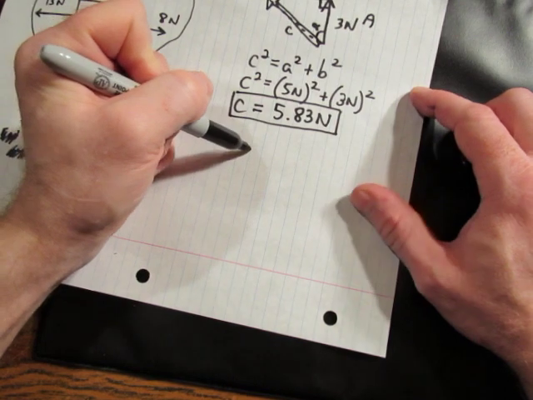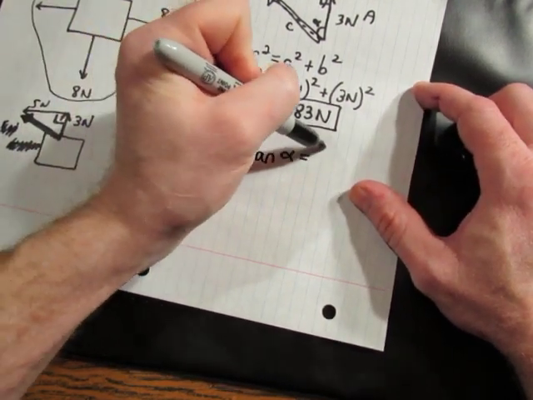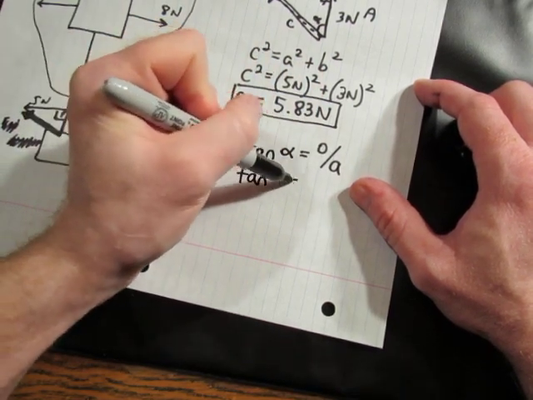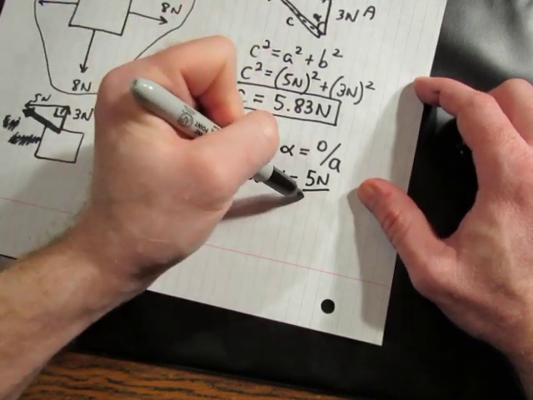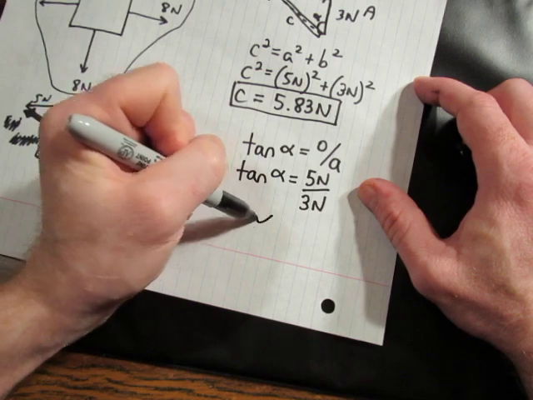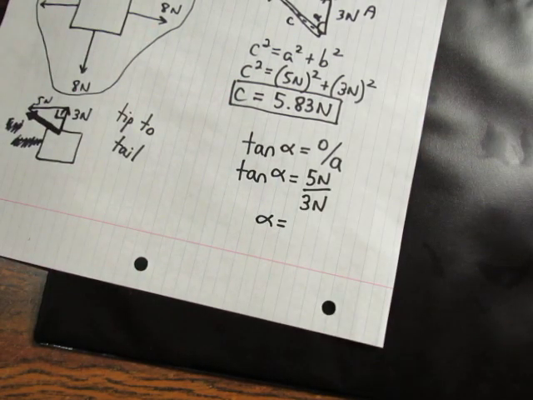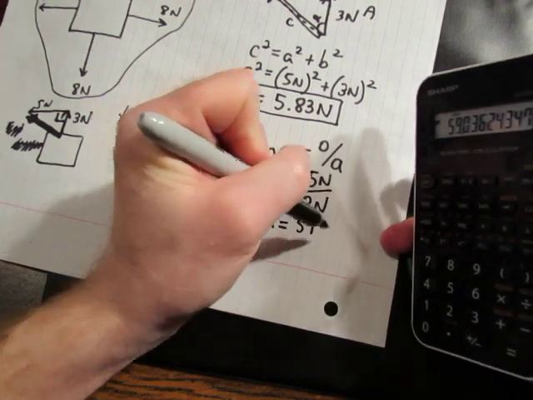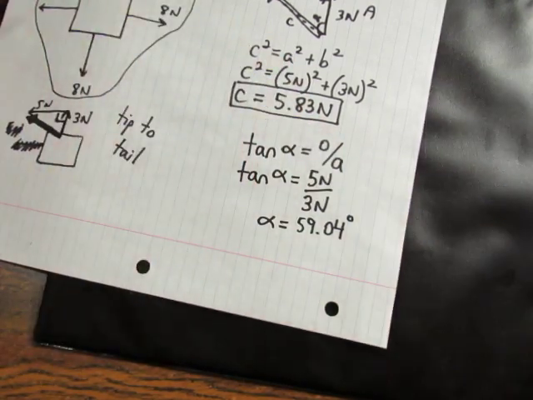So I'll finish the question off with tan of the angle that I'm looking for is opposite side divided by adjacent side. So tan of that angle is going to be the opposite side is 5 newtons. The adjacent side is 3 newtons. Divide that on a calculator. 5 divided by 3. Take the inverse tan, and you get the final answer for this question, 59 degrees. 59.04 degrees. Almost the end of the question.